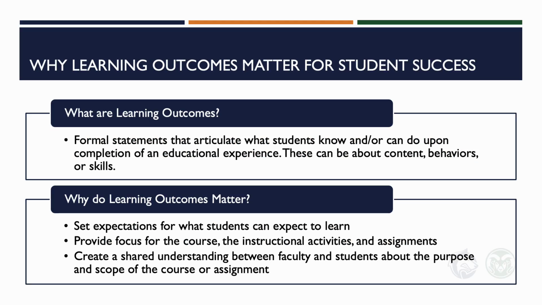Why do learning outcomes matter for student success? What are learning outcomes anyway? Learning outcomes are simply formal statements that articulate what students know and or can do upon completion of an educational experience. These can be about content, behaviors, or skills. Why do they matter? Learning outcomes set expectations for what students can expect to learn, provide a focus for the course, instructional activities, and assignments, and they create a shared understanding between faculty and students about the purpose and scope of the course or assignment.